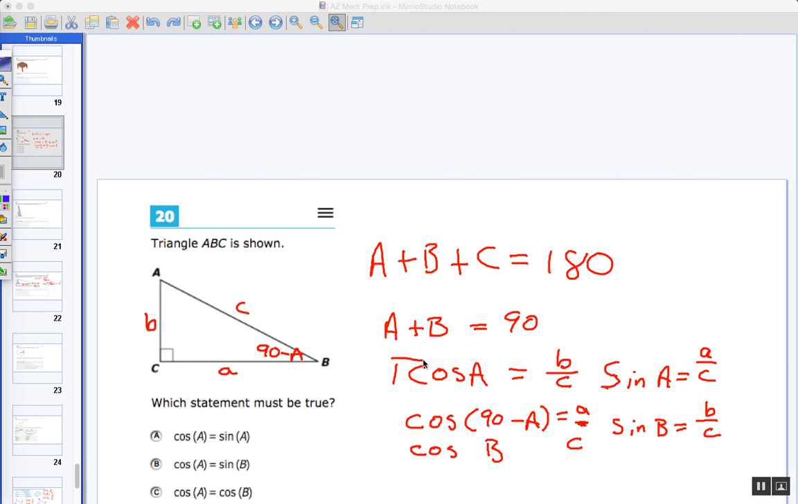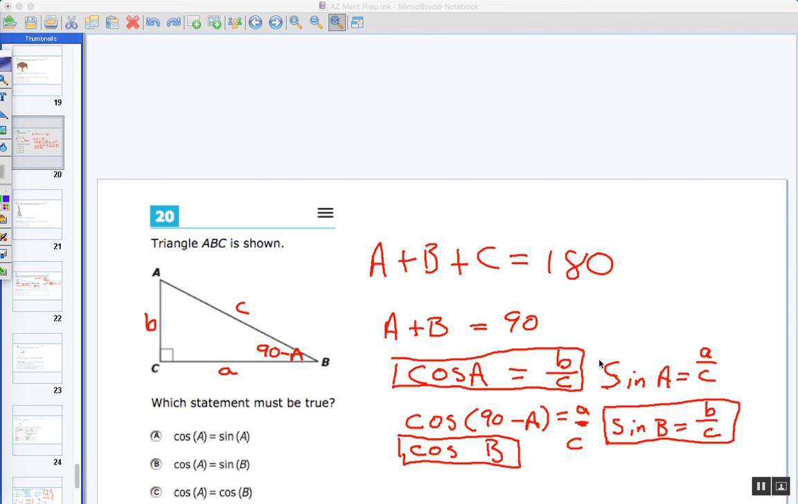So you can see by this there is a relationship between complementary angles. The cosine of A is equivalent to the sine of B. And the cosine of B is equivalent to the sine of A. So in this question, which statement must be true? Cosine of A is equal to the sine of B. True.